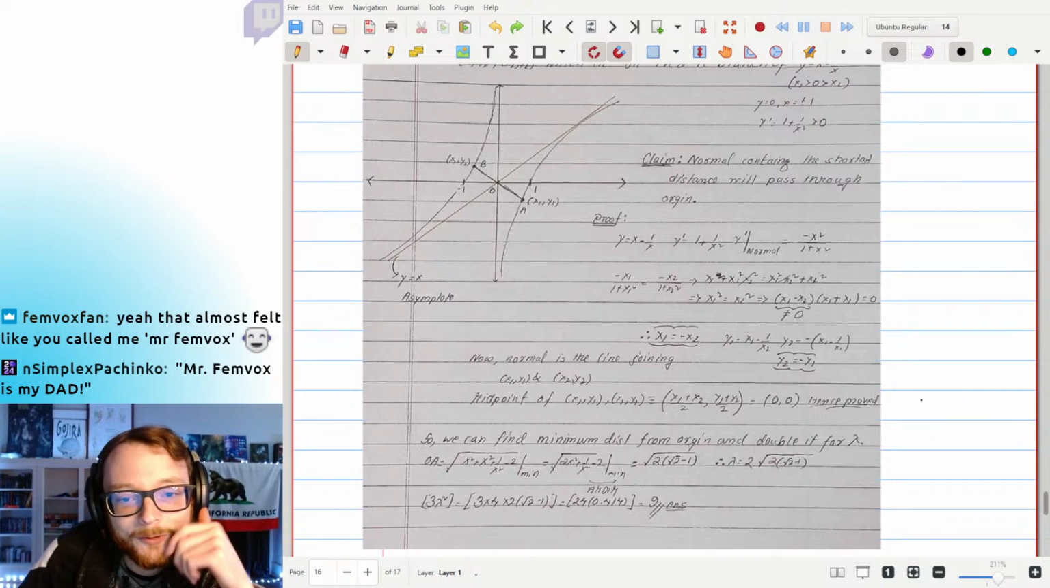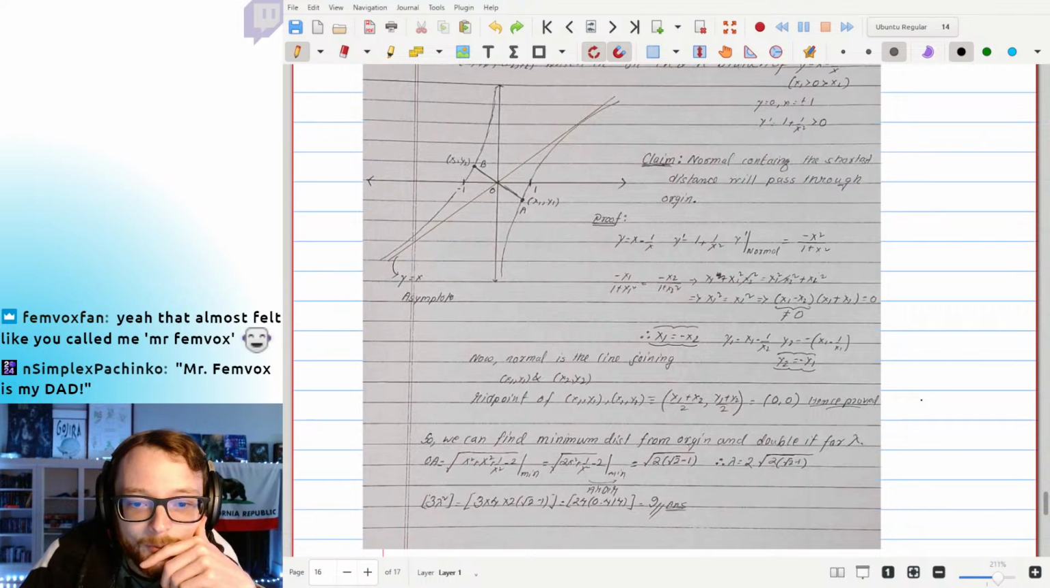So how do you prove your claim here? You look at the derivative. And so the derivative is slope of the tangent. So if you want the slope of the normal line, you flip it and put a negative sign in front, and you multiply it through by x squared. So that looks good to me.